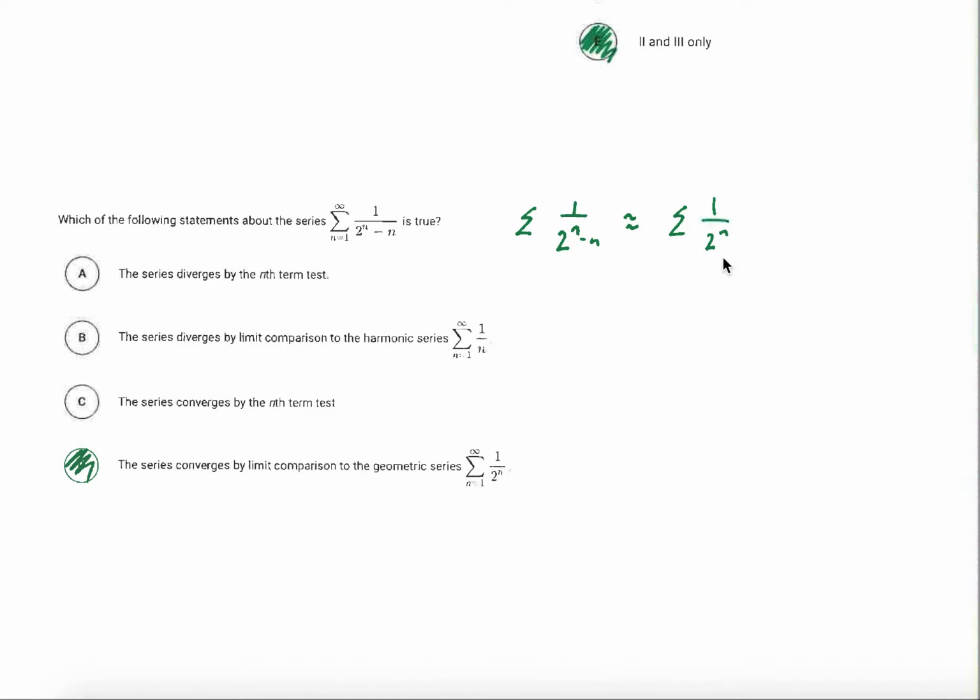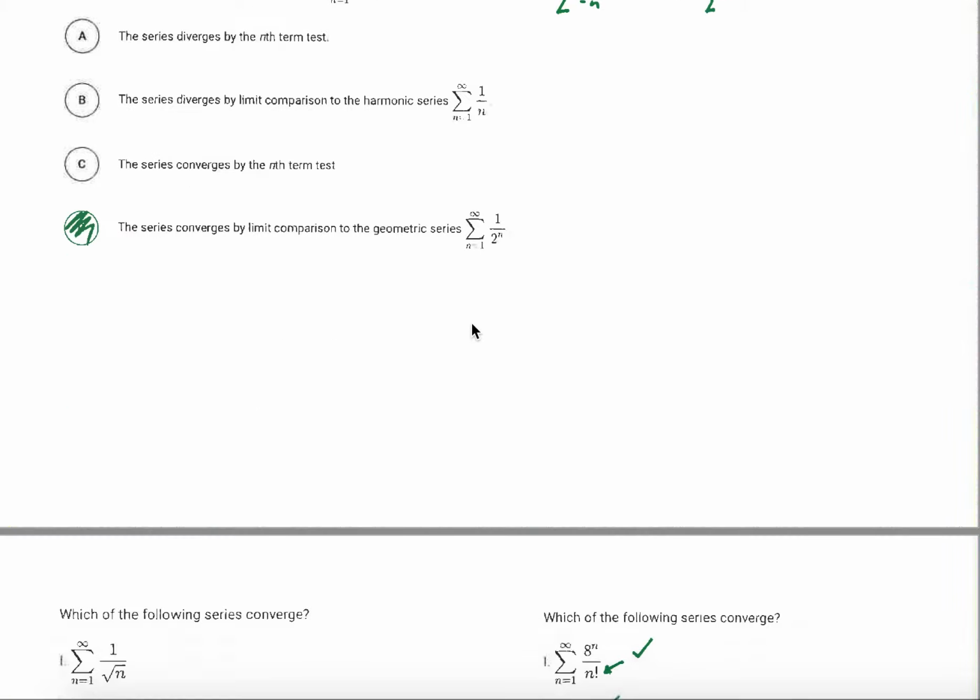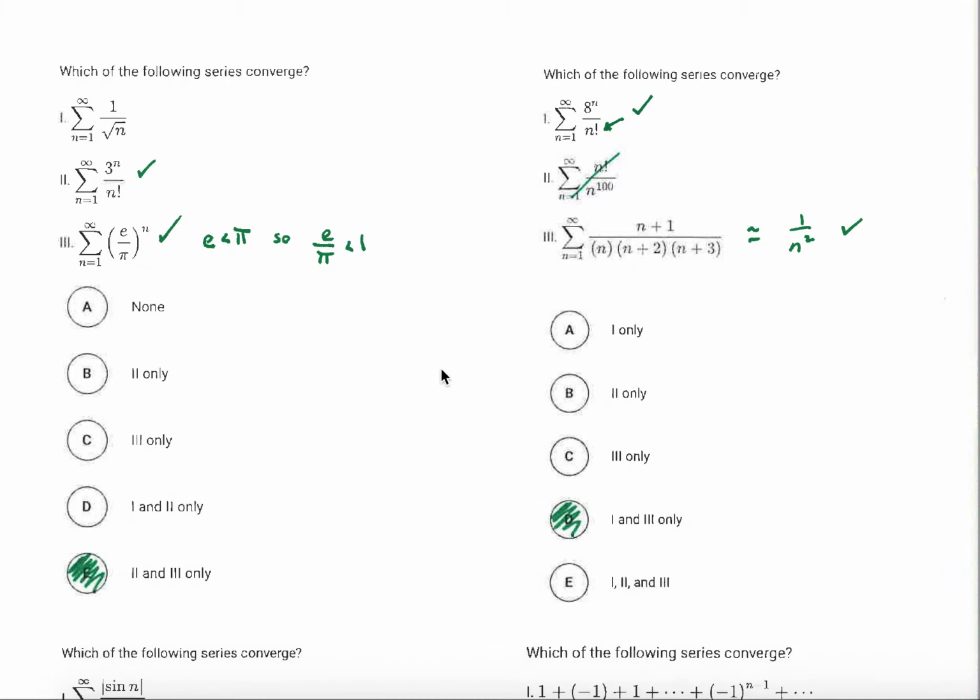This series is pretty much 1 over 2^n, so we're going to compare it to the geometric series. 1 over 2^n is the same thing as (1/2)^n, because 1 to the n is just 1, so it's really just a geometric series with an r value of 1/2. This series converges. Factorial is going to dominate here, and since e is less than pi, this is less than 1, so it's a geometric series that converges.